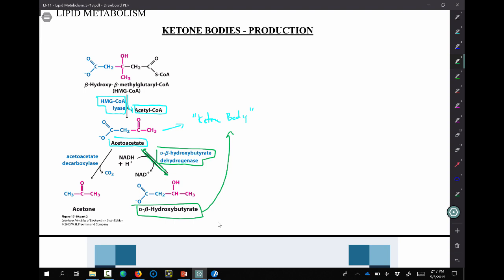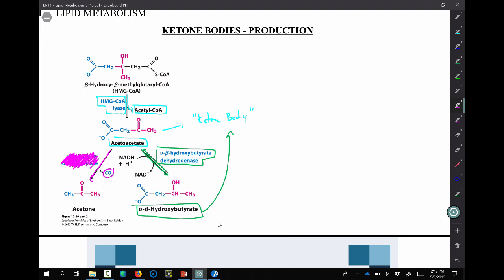Now, I will say one thing. I'm going to go ahead and scratch this off. They do have an enzyme that can do this, but it doesn't need an enzyme to do this either. Acetoacetate can spontaneously decarboxylate to acetone. And if levels of acetoacetate in your bloodstream get high enough, you'll actually have a significant amount of acetone in your bloodstream as well. And that's just a spontaneous decarboxylation reaction.